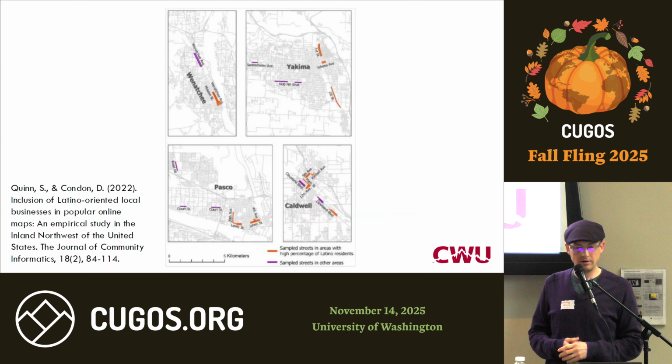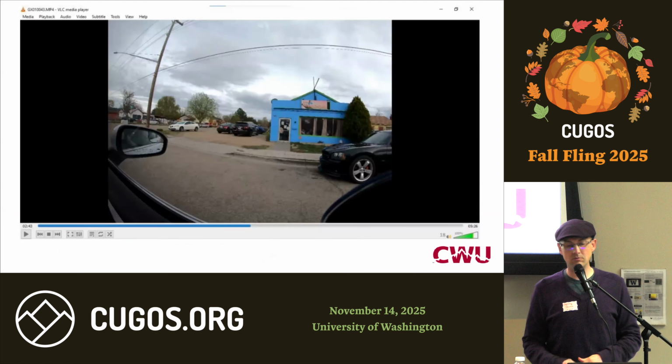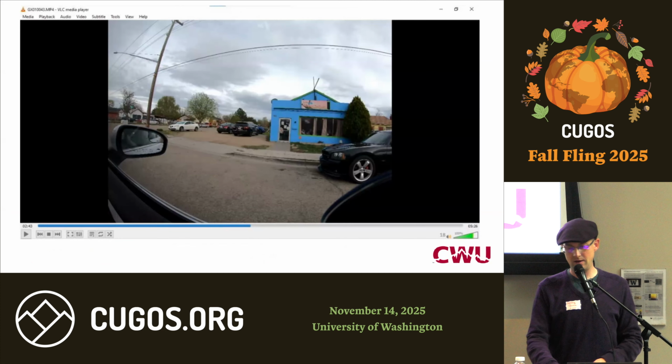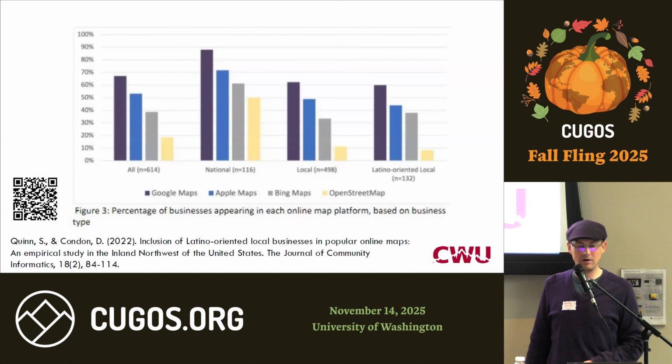We selected streets that were in areas of high Latino populations, as well as streets in other areas, because we wanted to compare. All in all, we walked about 28 kilometers of streets and recorded the businesses, and we also drove them with a GoPro camera just to have some backup footage to back up our notes. And then we started comparing with the different map platforms.